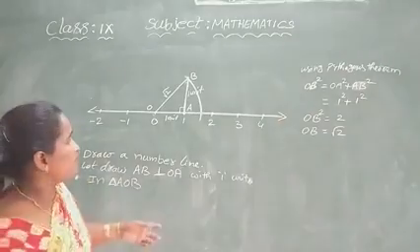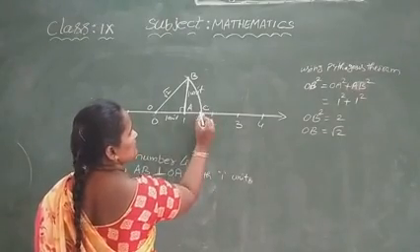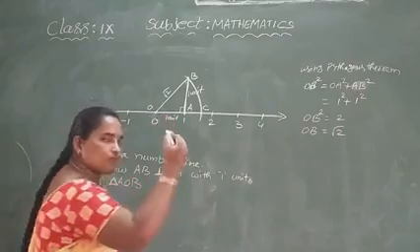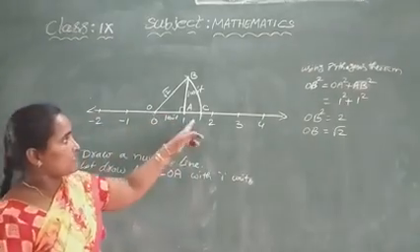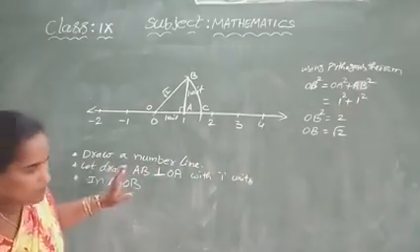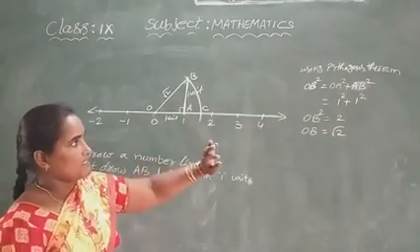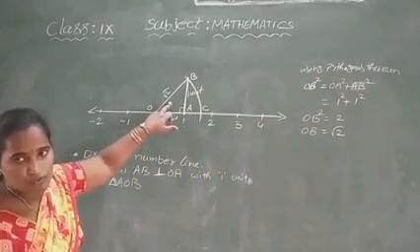It bisects the number line. This point is C. C represents the root 2 value. So here in triangle AOB, using Pythagoras theorem, OB is equal to root 2.